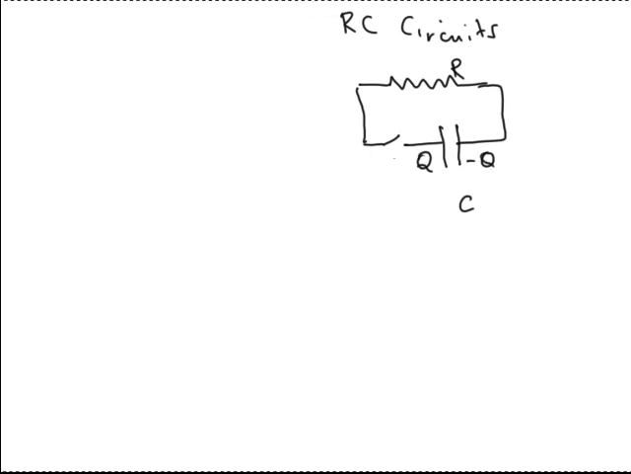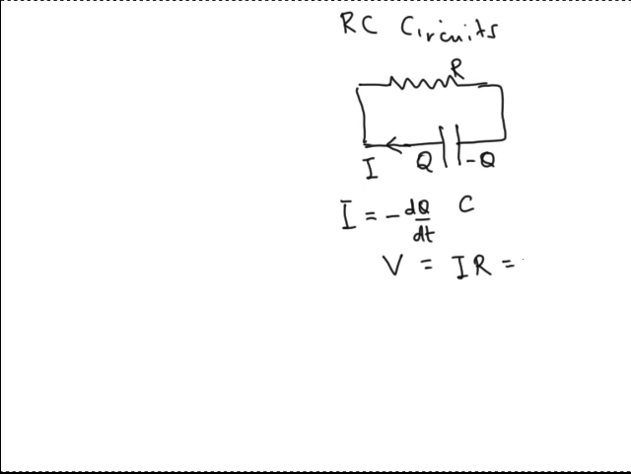And what we're going to do is close that switch and let that charge flow off the plate. So we'll have a current I, which will go in that direction. So I is clearly equal to minus dQ by dt. Okay, now, what about the potential across that resistor? Well, that's given by V equals IR, but it's also given by V equals Q over C, because it's also the voltage across the capacitance.